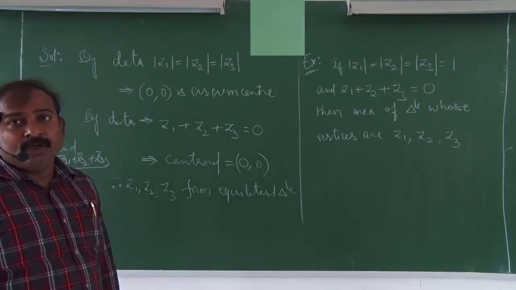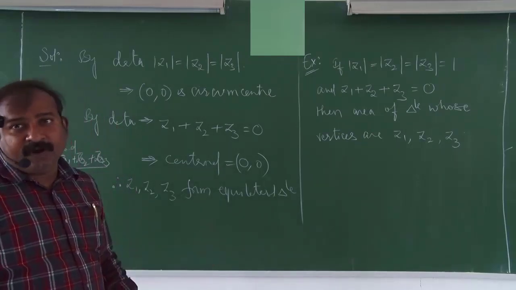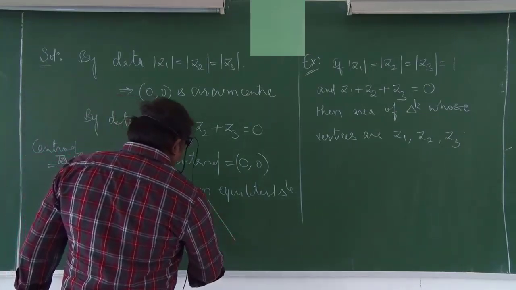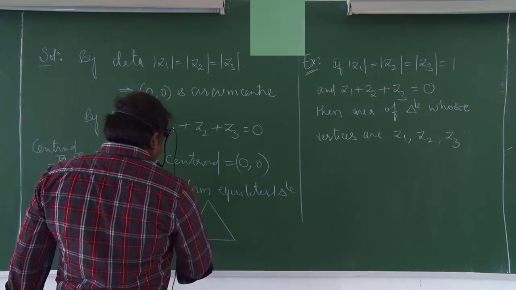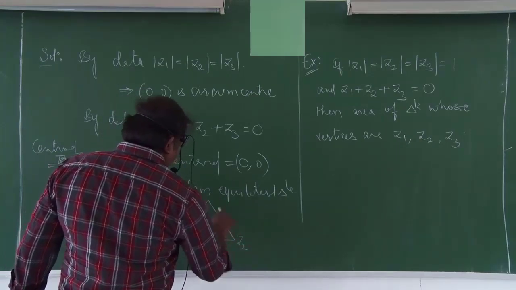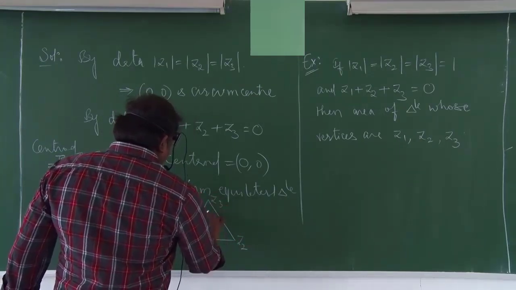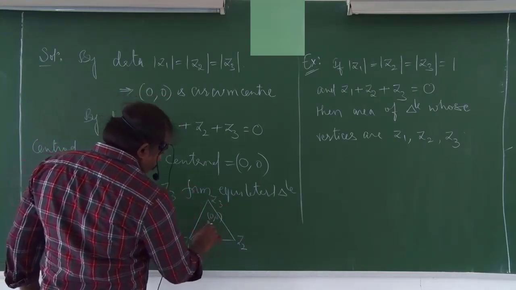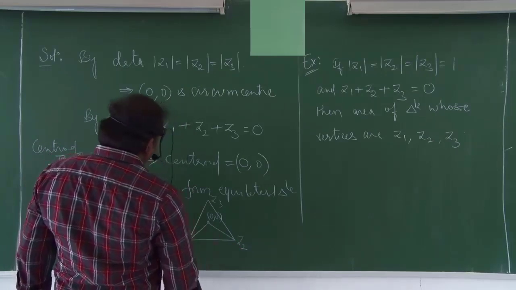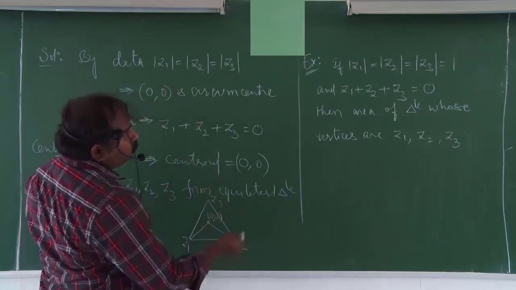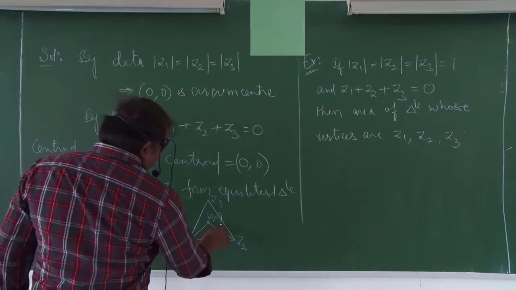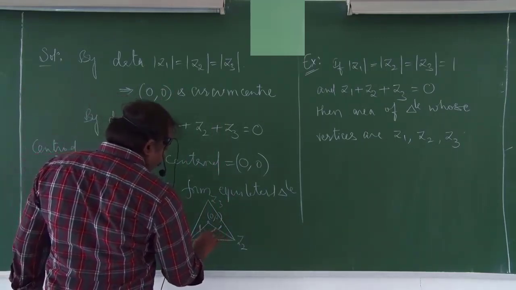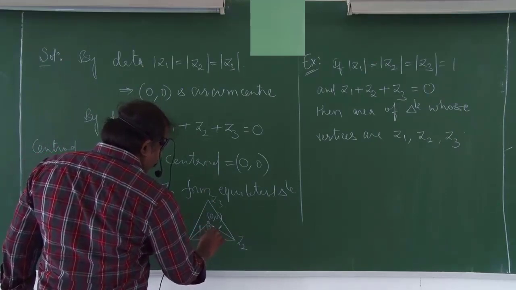Root 3 by 4 into side square. Then we have to find the side length. How can you find the side length? According to the given data, they form an equilateral triangle. Let this be z1, this z2, and this z3, with the origin somewhere here. Here mod z1 equals mod z2 equals mod z3 equals 1. So this is 1 unit, this is also 1 unit. This angle is nothing but 120 degrees.